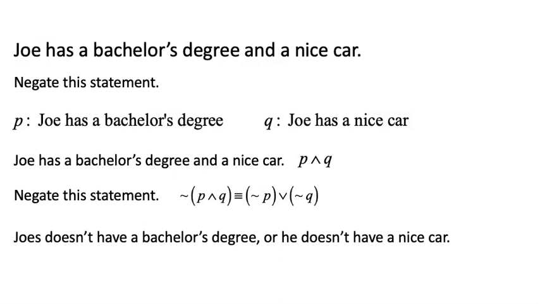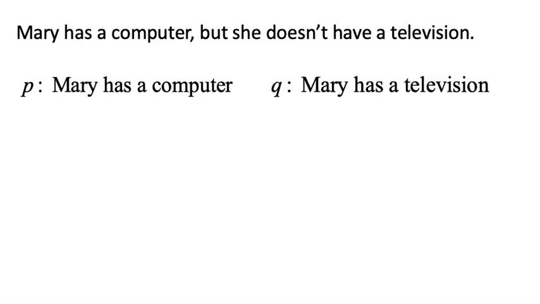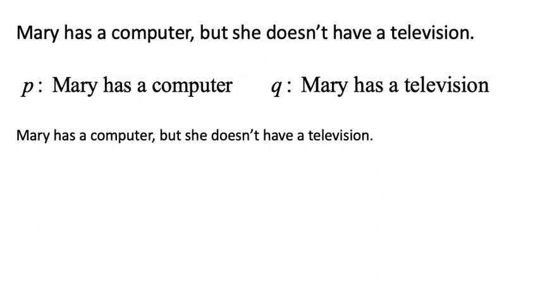Let's take a look at one more example in that same sort of vein. Mary has a computer, but she doesn't have a television. Remember, but, yet, furthermore, these are examples of and. So I have two statements here. First one is Mary has a computer. That's a P. Q, I'm going to say Mary has a television. So my statement, Mary has a computer and she doesn't have a television, will be P and not Q.